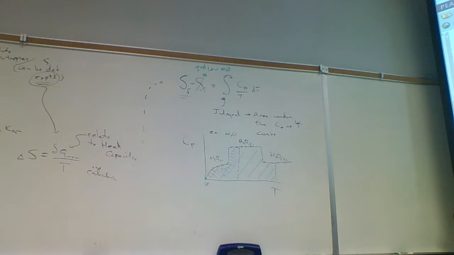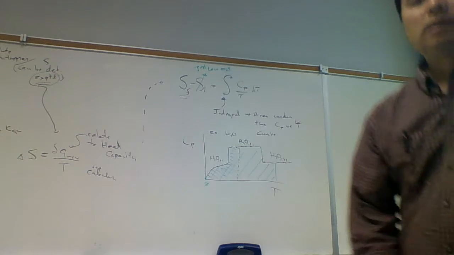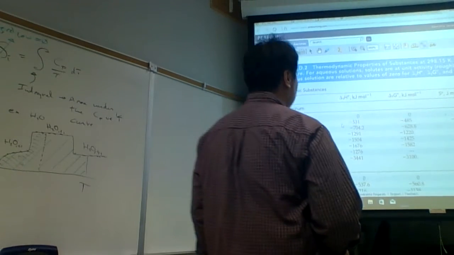298.15 or 25 degrees C. Now, what if you want the entropy at a different temperature? Well, it's not going to be on this table. You're going to have to look at it in another table. So you won't find it here. And so, anyway, let's take a look.